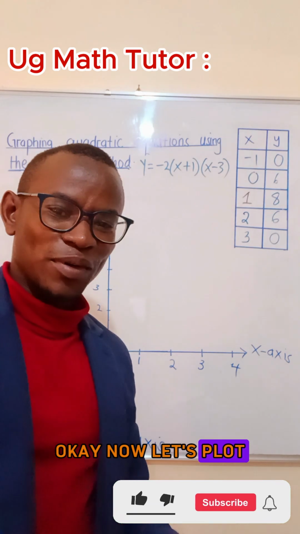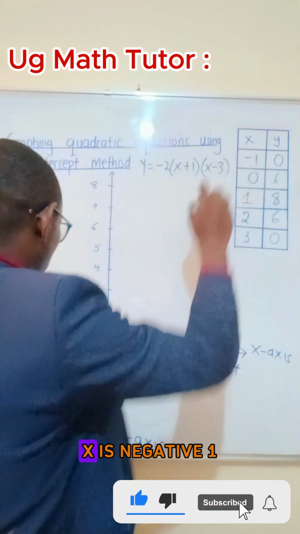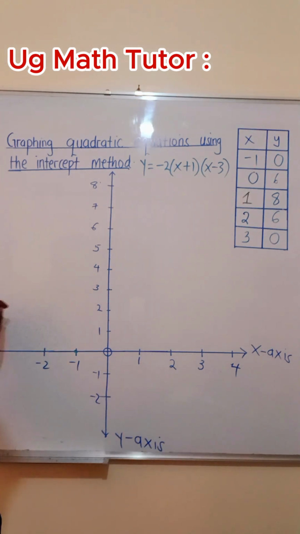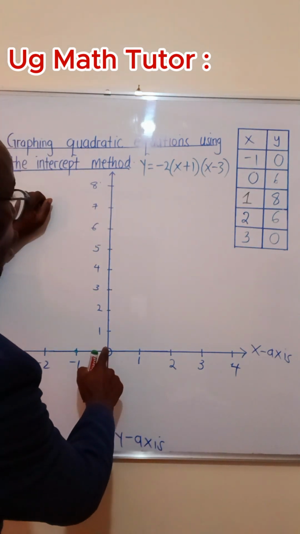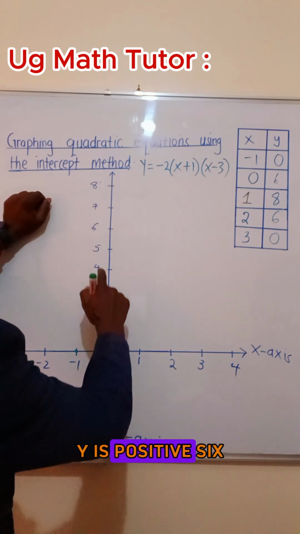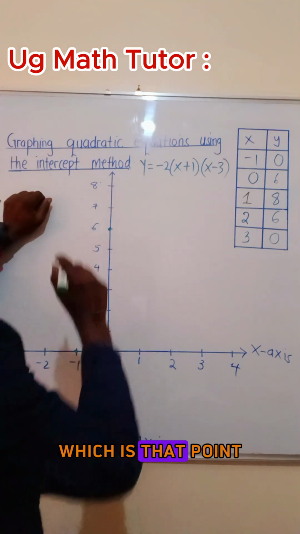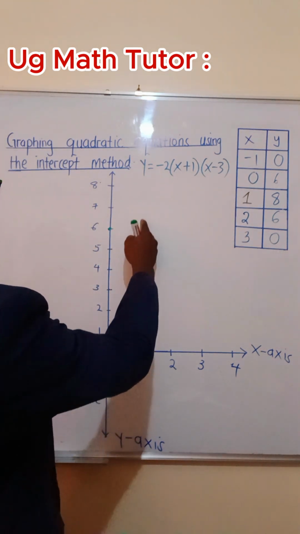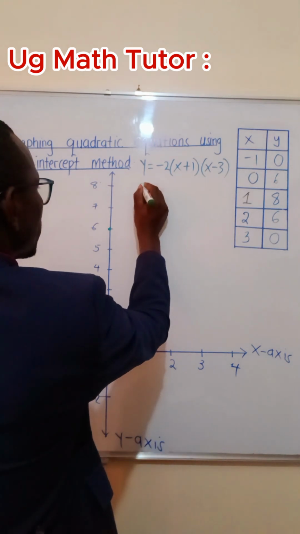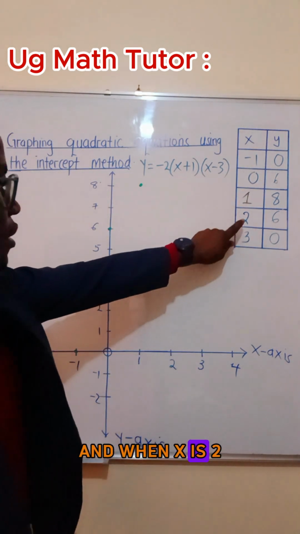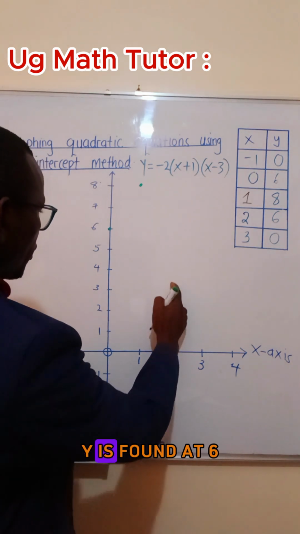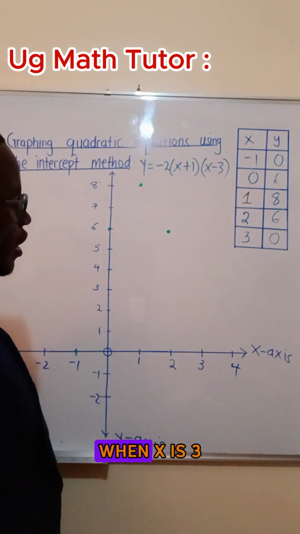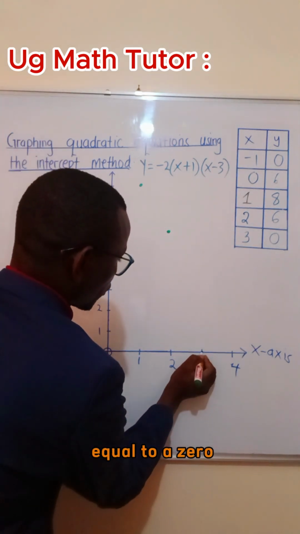Okay, now let's plot. Remember, when x is negative 1, y is 0. So we shall find it at that point. When x is 0, y is positive 6, which is that point. When x is 1, y is found at 8. And when x is 2, y is found at 6. Around here. When x is 3, y is equal to a 0.